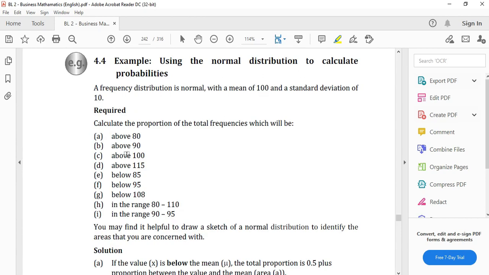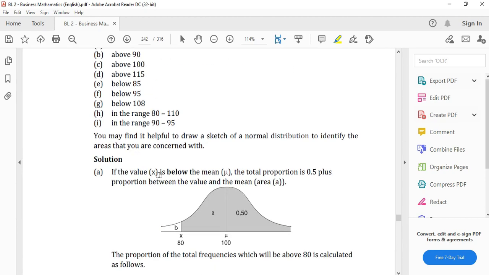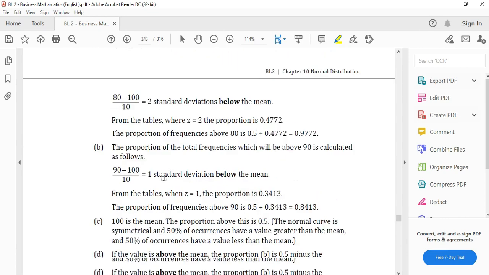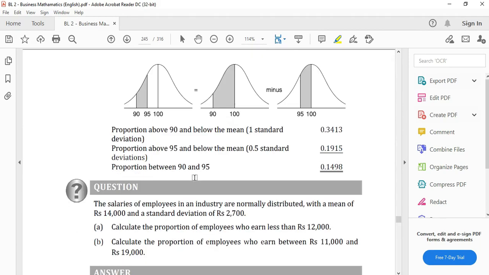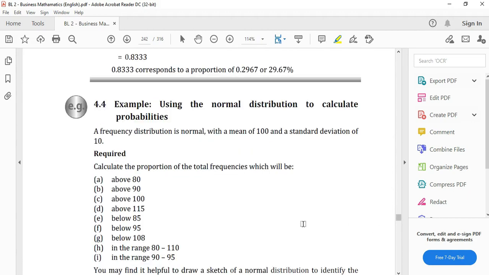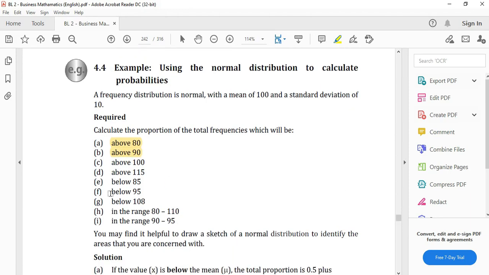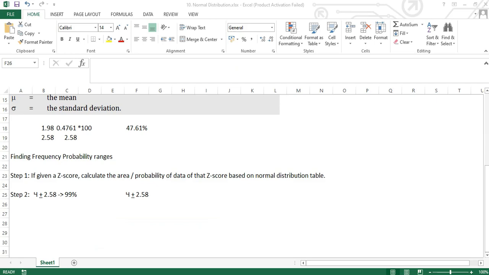Calculating the probabilities. Now exam style questions will definitely be like this. So you must be very familiar with how they would ask. Let's do above 80, above 90, below 108 and in the range 80 to 110. Okay. Above 80.